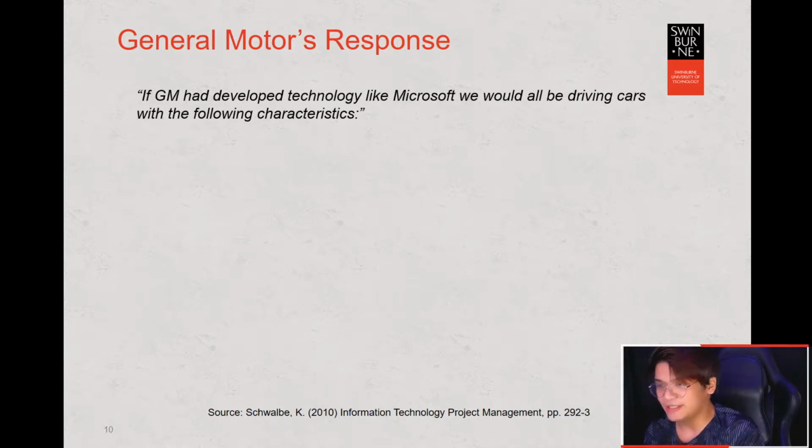Okay, the response is, if General Motors had developed technology like Microsoft, we would all be driving cars with the following characteristics.